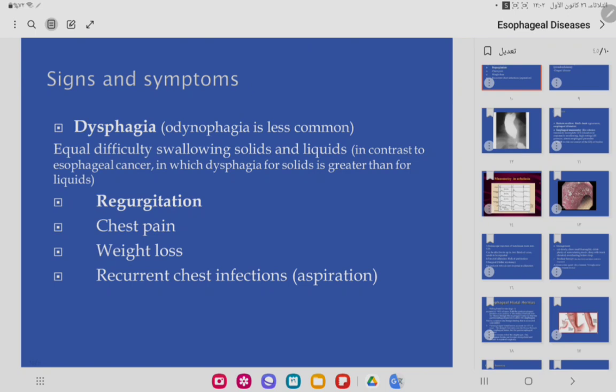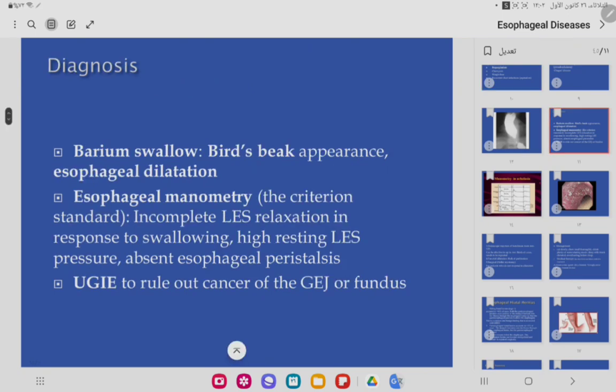Barium swallow will show a beak-like appearance, with loss of peristalsis in the segment that is not supplied by the myenteric plexus, due to loss of its nerve supply. Esophageal manometry, as we said, is the standard for diagnosis.